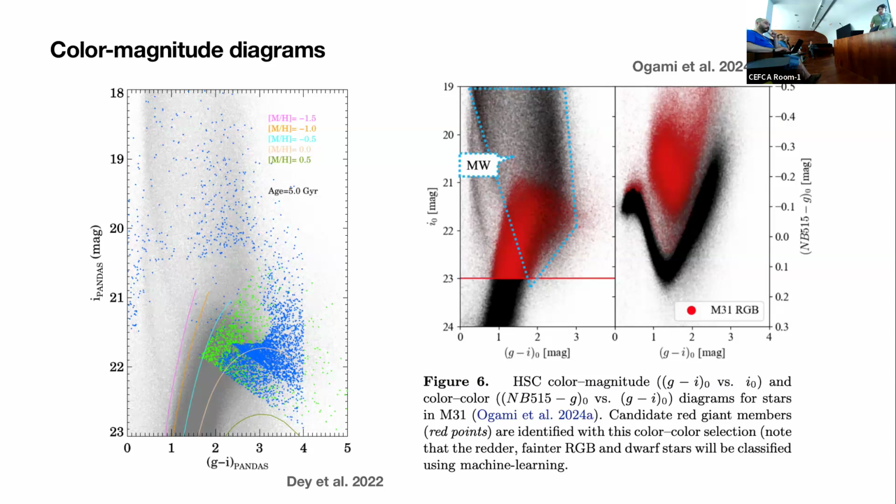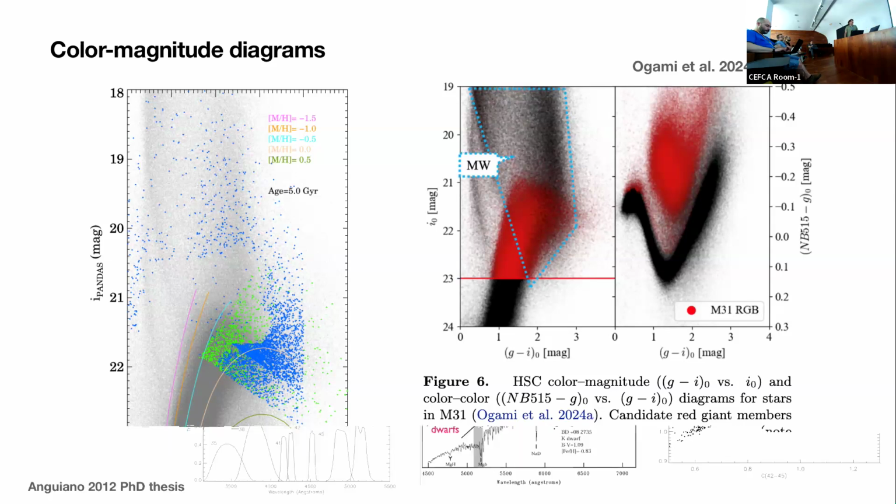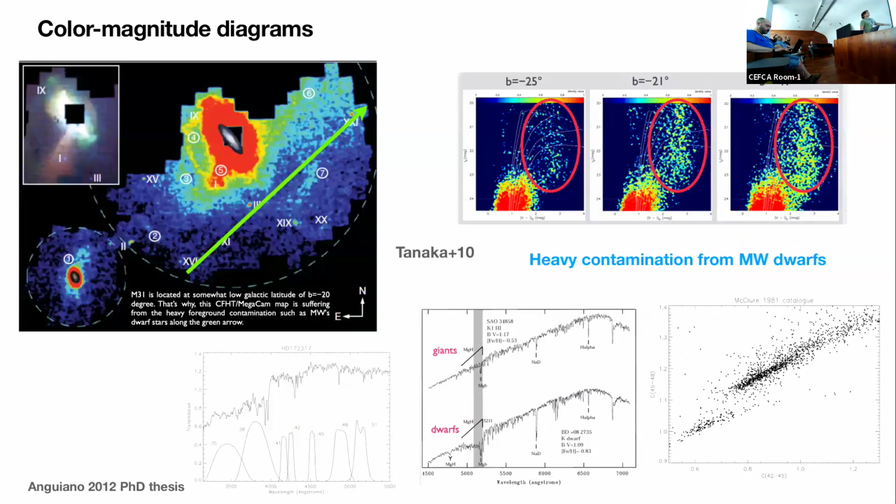So I think we should be able to do it better because we have a larger number of narrow filters. Also, PANDAS, because of this, was not able to clean this area very well of all the foreground stars from the Milky Way. We should be able to do it. So maybe we will even find new substructure that was hidden in the PANDAS survey because of this Milky Way foreground contamination.